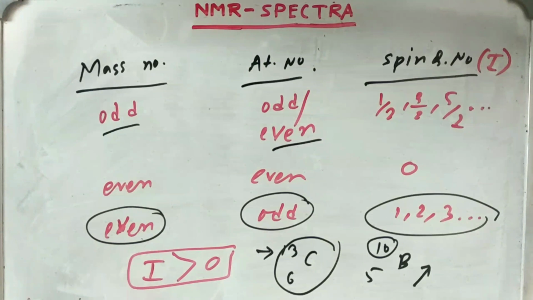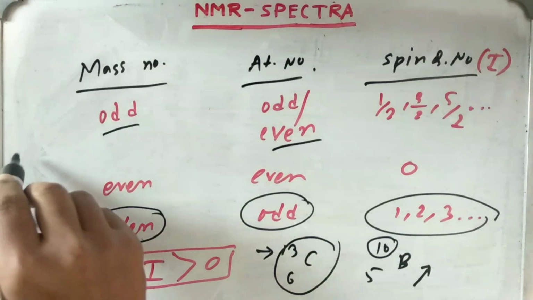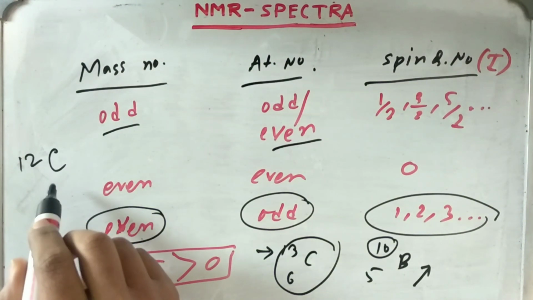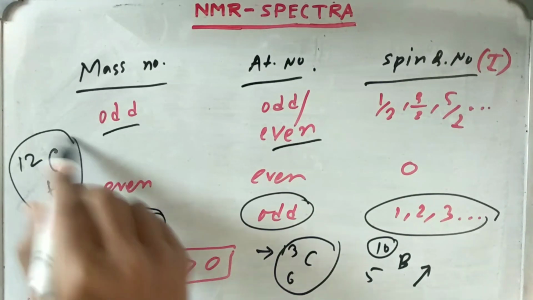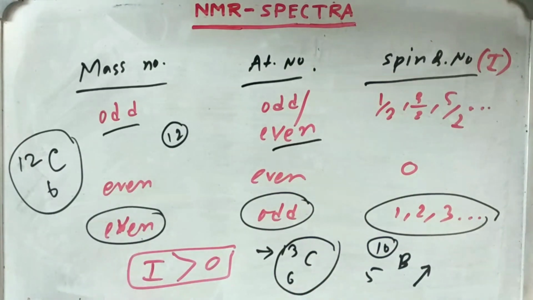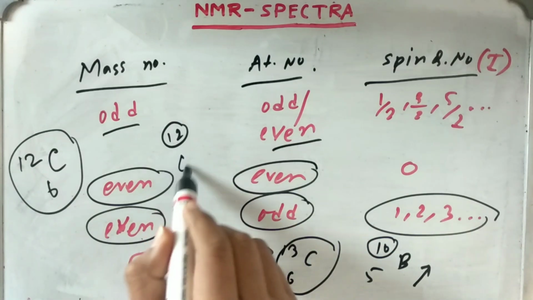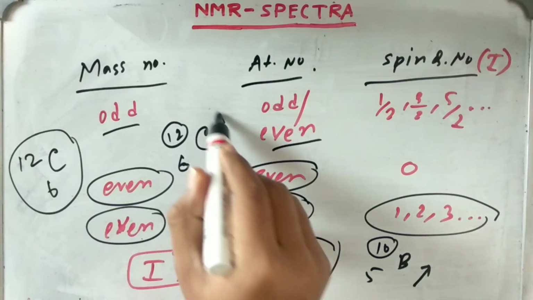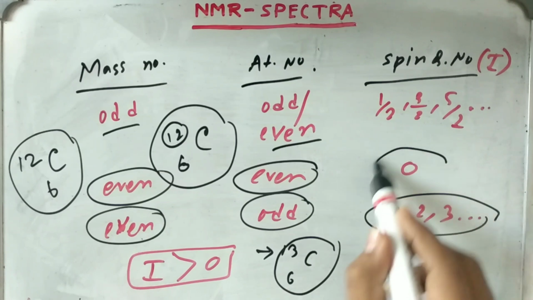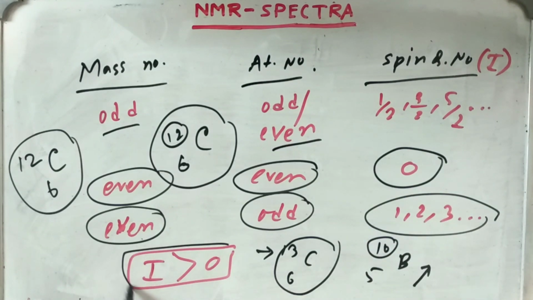And the last example I want to give you is 12C6. So 12C6: 12 is even, 6 is even, the atomic number is even, and we are considering C, so the spin quantum number is 0, so the condition is not fulfilled. That is why the system will not show any kind of NMR spectroscopy. Okay, so this is all about the different kinds of systems, which will show NMR spectroscopy or not.